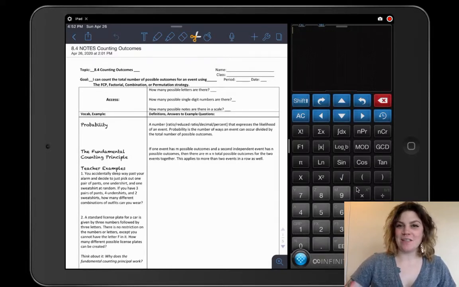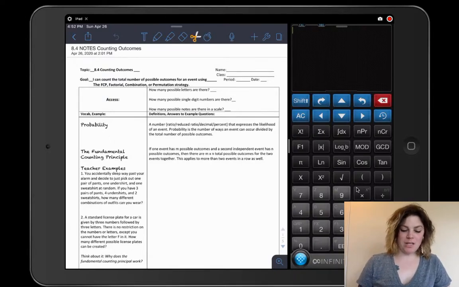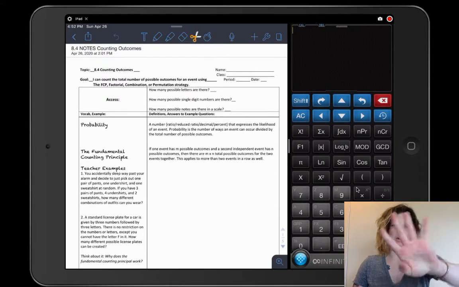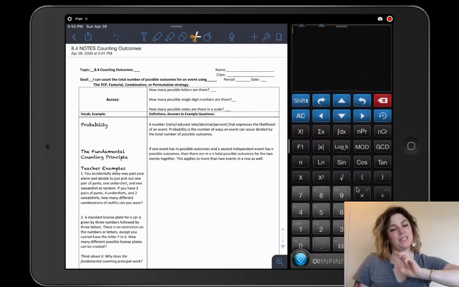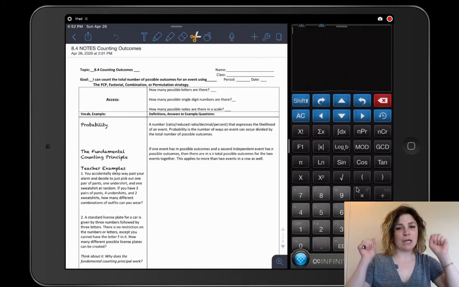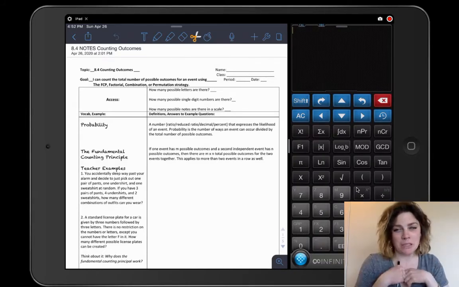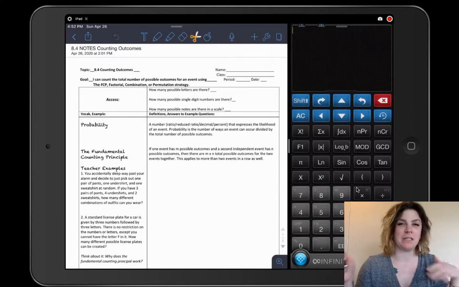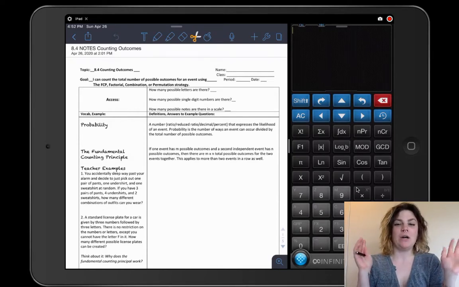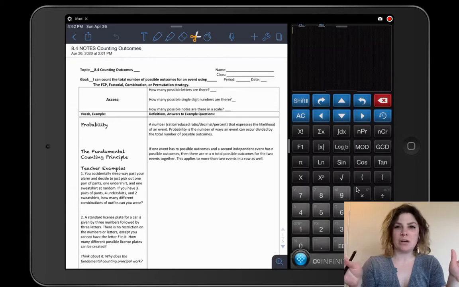All right, so as you can see, we are in 8.4. So that means we are on week 4 for Algebra 2 Accelerated. And for some of you, this is going to be a sad week because it's the last week that you get to do probability. And for some of you, this is a really good week because probability is over.